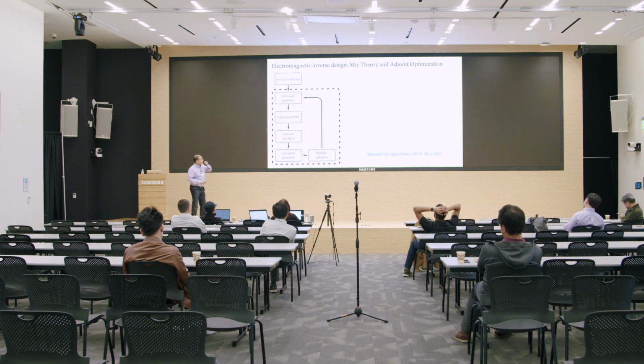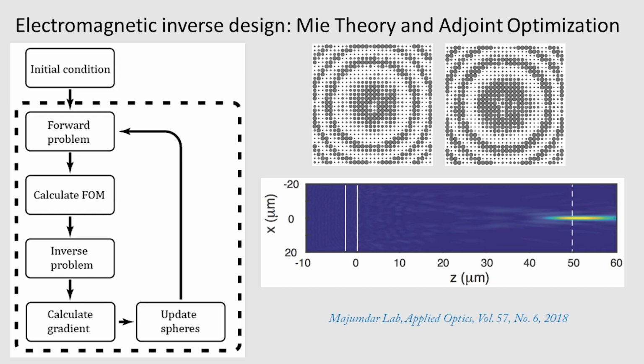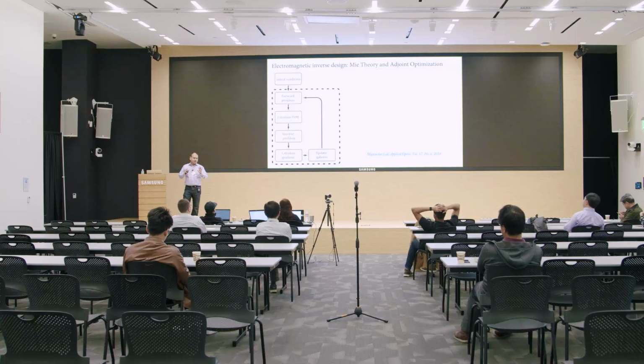So to solve that, very recently we came up with an idea based on Mie theory and adjoint optimization. As I mentioned, we need to solve this whole structure, the whole metasurface. If you want to do full FDTD, it takes a significant amount of time. It probably takes a few days to just get one design out. So we use Mie theory, which reduces the complexity significantly.